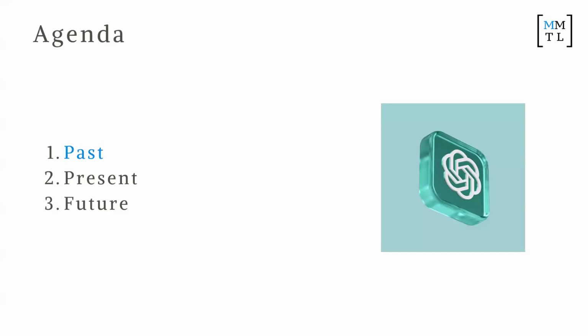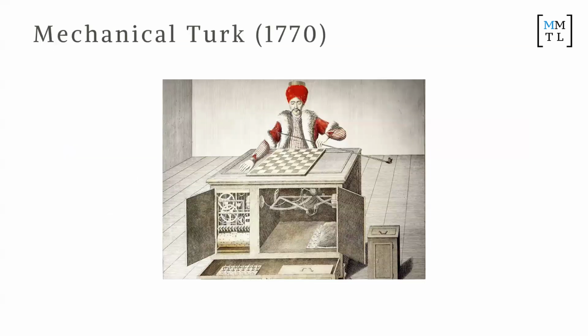All right, so let's talk about the past. AI has actually existed for quite some time now. The concept of AI has captured the public imagination since at least the 1700s. And this is one of the earliest examples of what we thought was AI, which is something called a mechanical Turk. Has anyone ever heard of the mechanical Turk before? Yeah, I'm seeing some nods, some shakes.